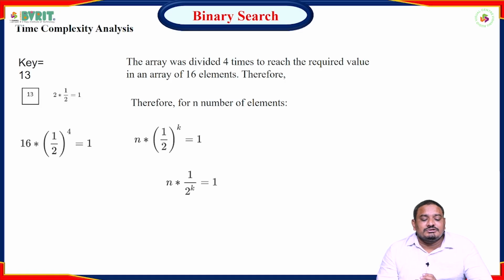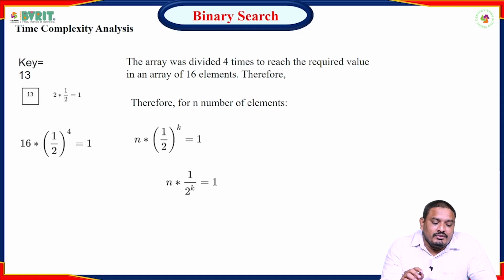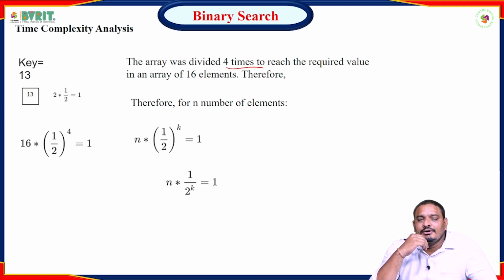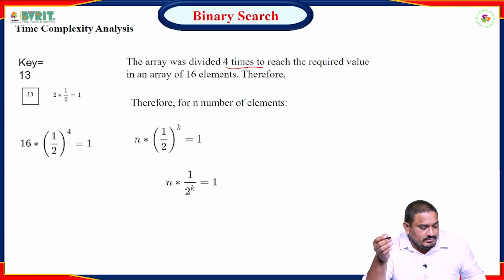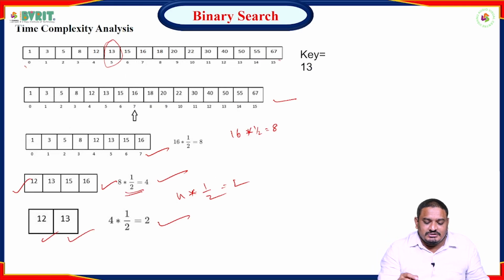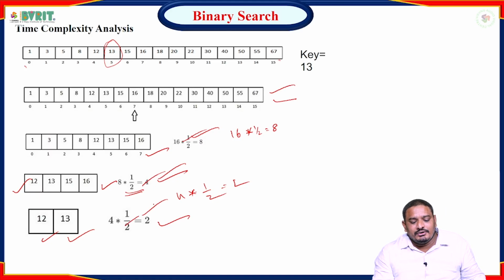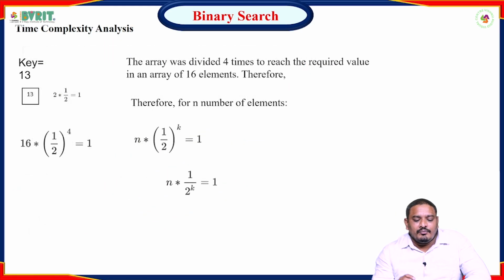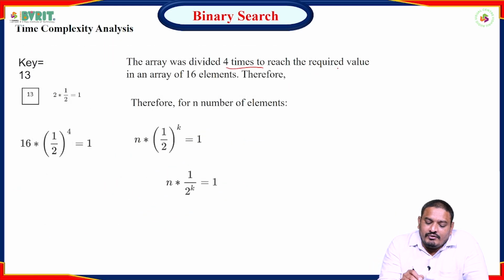Now the complexity analysis like this, with key equal to 13. Here, 2 into 1 by 2. Here the array is divided 4 times. In the previous slide we discussed this: the array is divided 1 time, 2 times, 3 times, 4 times. The array is divided 4 times.